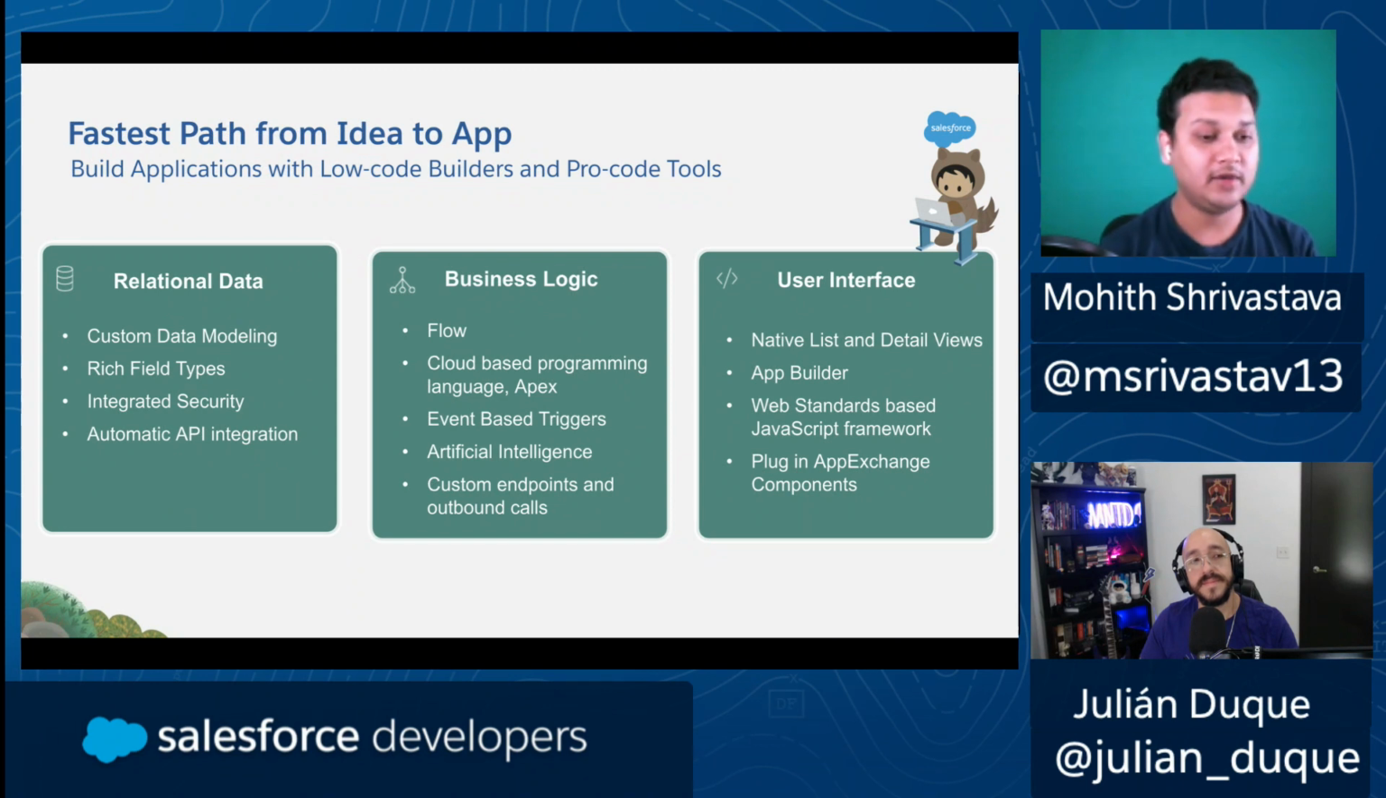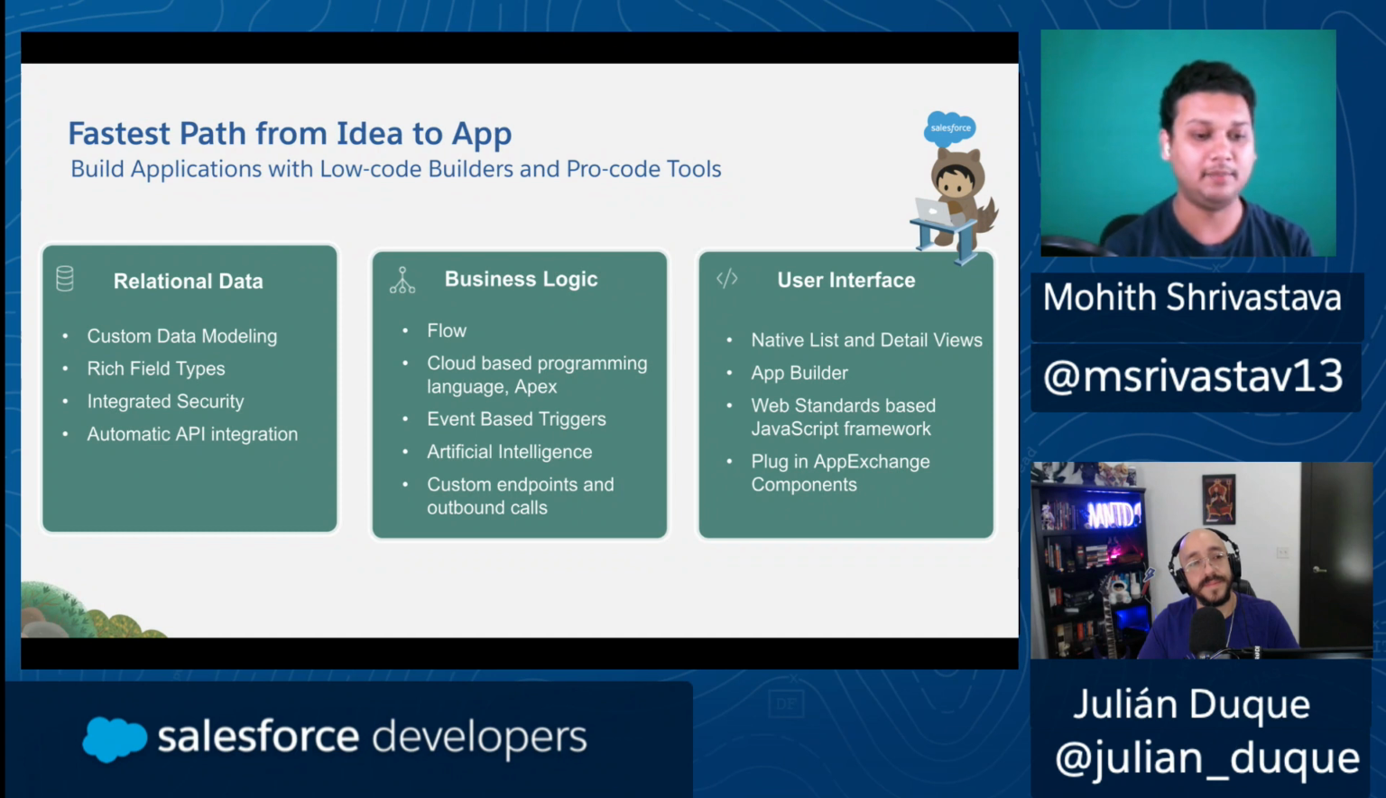Now, we give you not only pro code tools but also low code builder tools. For example, if you want to build a data model on Salesforce, we give you something called a schema builder and clicks, so that you can build your data model with clicks and tools. We have also integrated security and we provide APIs. Our platform is an API first platform. That means any functionality that we build, most of the time we have APIs for them.